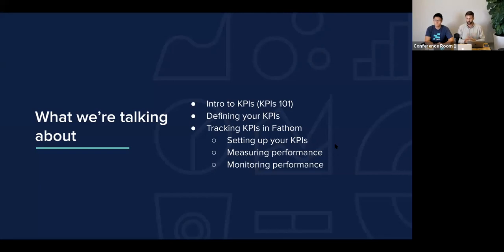Next, we're going to walk through the 3 key steps for making better business decisions with KPIs in Fathom. The first is setting KPIs, and then measuring performance and monitoring performance. Setting up KPIs is pretty self-explanatory. Measuring performance is going to be making sure we have our goals set and our targets set to measure how well we're doing in our KPIs. And then monitoring is going to be actually surfacing those results in reports and analysis.